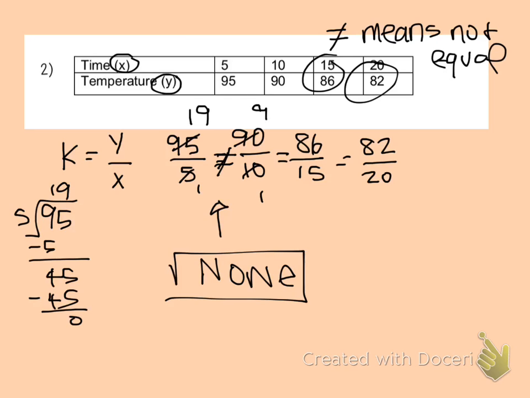And a proportional relationship, if we were looking at a graph, which we will learn in a couple of days, would mean that on a graph it would be a straight line. And for this particular table, if we were to plot these points on a graph, we would not have a straight line.